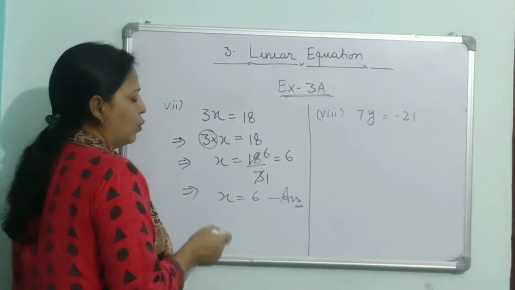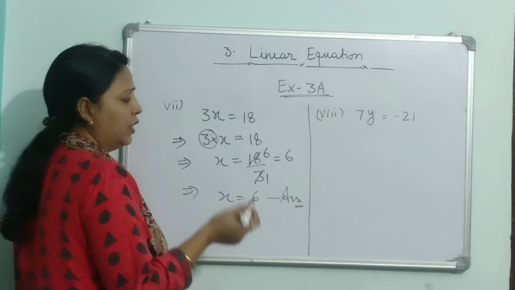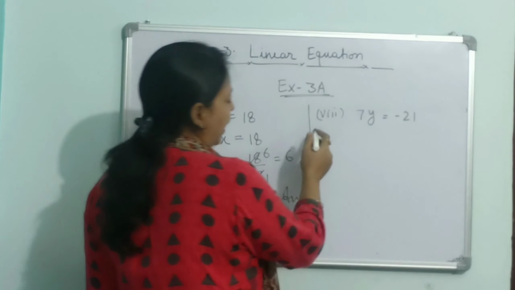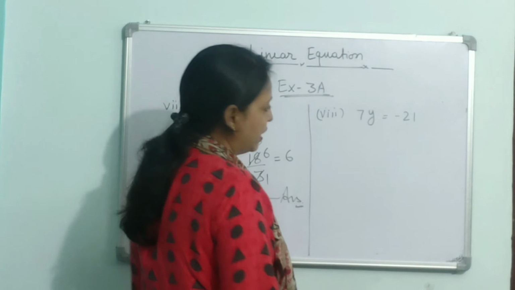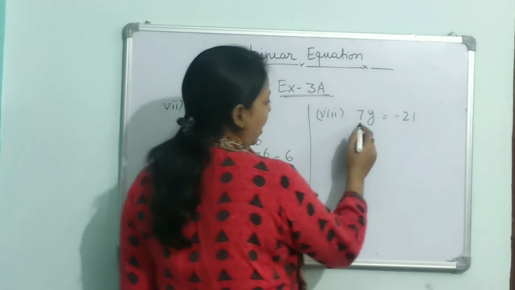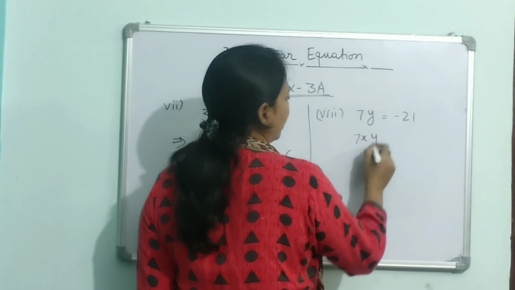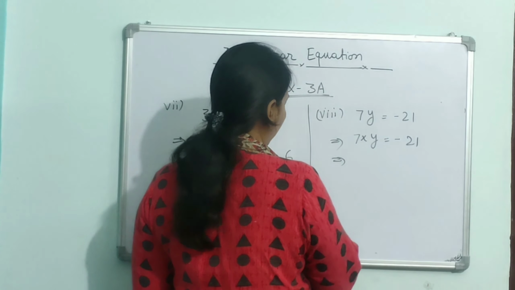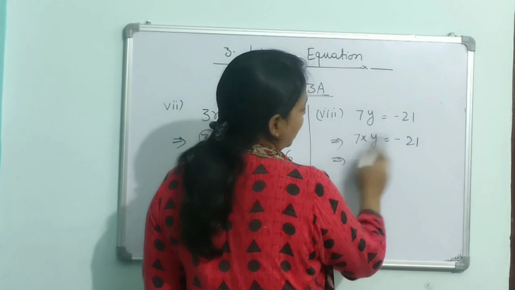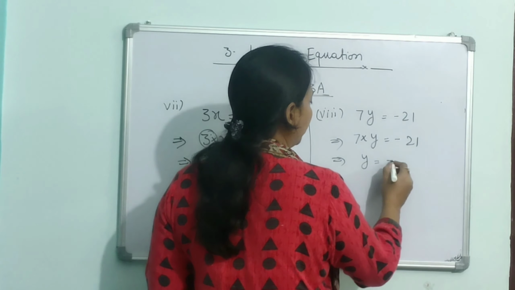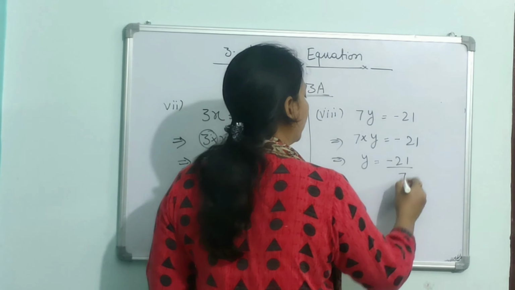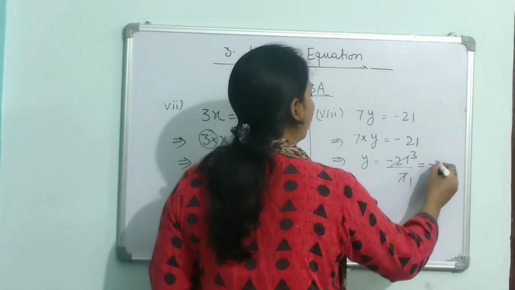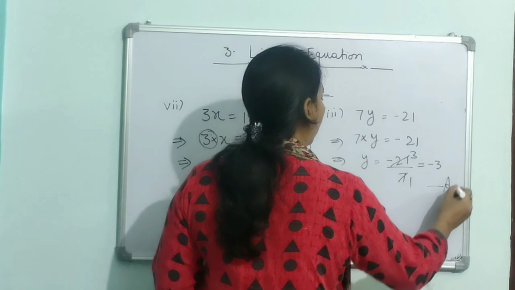So I am not going to do the verification part in each question. Now next question is question number 8. 7y is equal to minus 21. So 7y means 7 into y is equal to minus 21. Again in the same way, 7 is in multiplication, you will transfer this side, it will come in division. Minus 21 divided by 7. 7 1s are 7, 7 3s are 21. So answer is minus 3. Minus 3 is the answer.